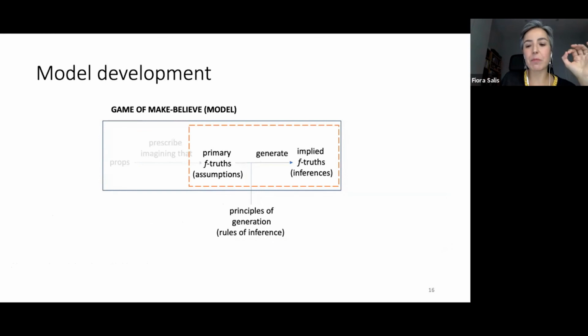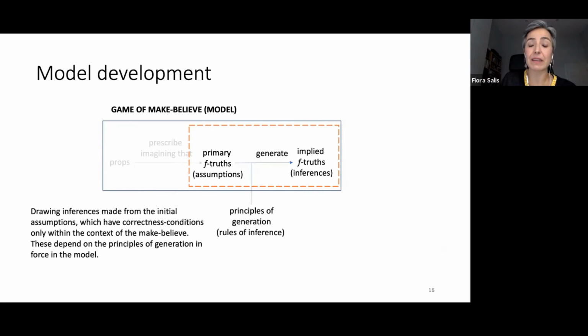We understand model development in terms of the activity, the exercise of drawing inferences. Inferences that are made from the initial assumptions, our primary fictional truth. They are made through, or in ways that are constrained by, certain principles of generation, the rules of inference. So these inferences have correctness conditions only within the context of the make-believe. The inferences are the implied fictional truth, and these depend on the principles of generation in force in the model. We are still within the make-believe. The model development happens still within the make-believe.